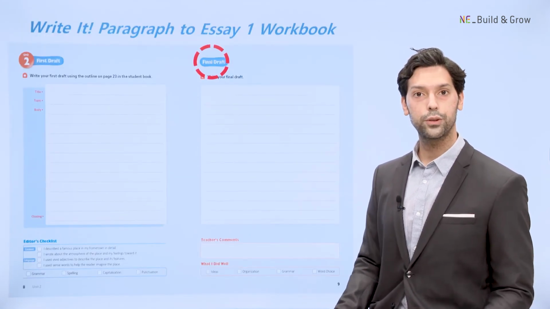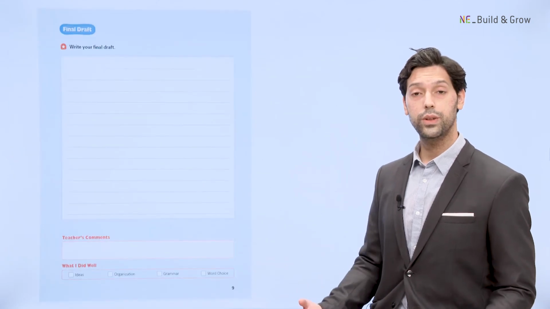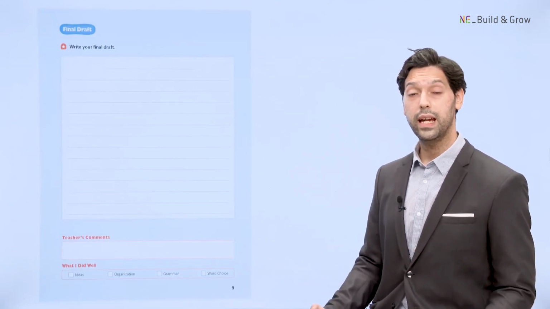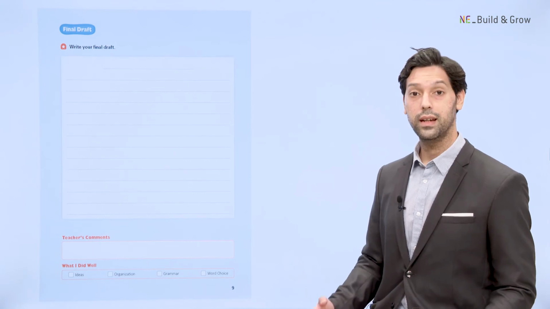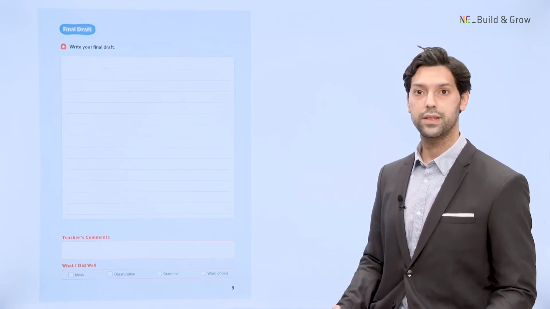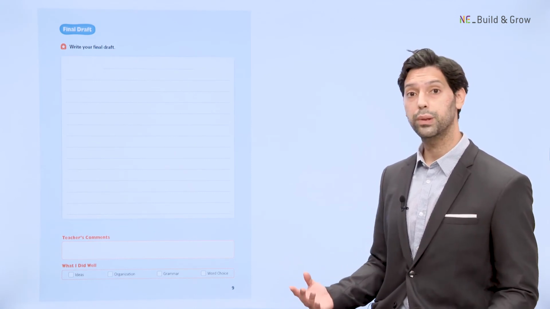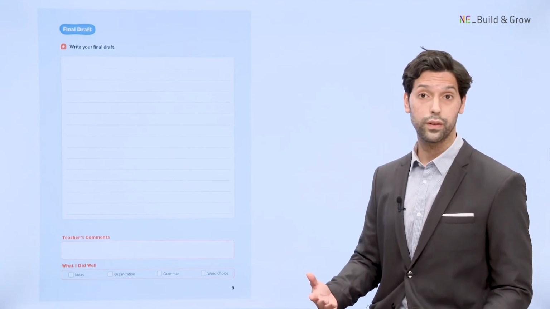Step 9. Final Draft. Finally, students make changes and improve their writing based on the feedback they received. They then neatly write their final drafts. Teachers may have students complete their revisions in class or for homework.